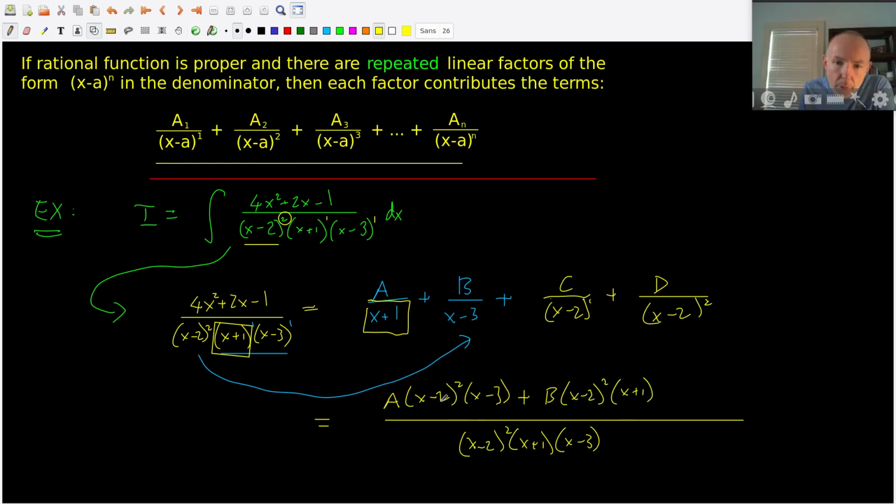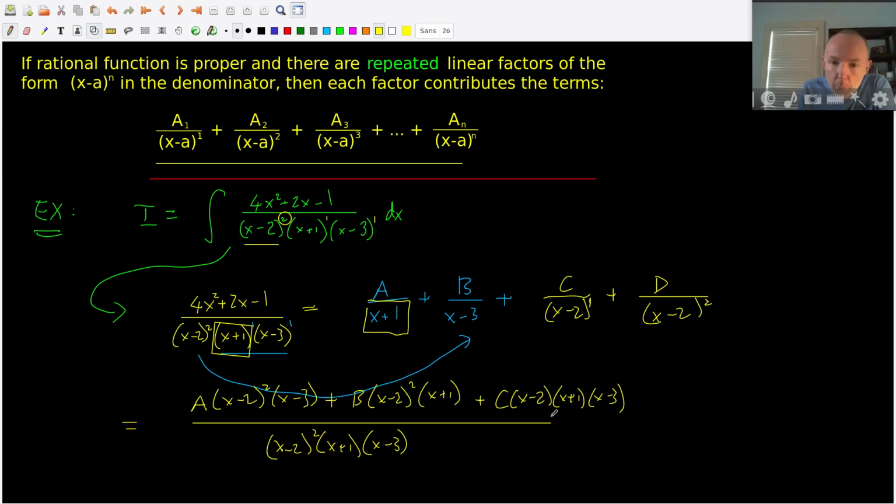Think about each of these terms. The x minus 2 here cancels, the x minus 3 cancels, you're left with a over x plus 1. For the b term, the x minus 2 cancels with this one, the square of it. The x plus 1 cancels, you're left with b over x minus 3. That's what this is. And then the c term, it has a power of 1 here. So what's it missing? Well, it's missing one of the x minus 2's and then the other two terms. So this is going to be an x minus 2, x plus 1, x minus 3.